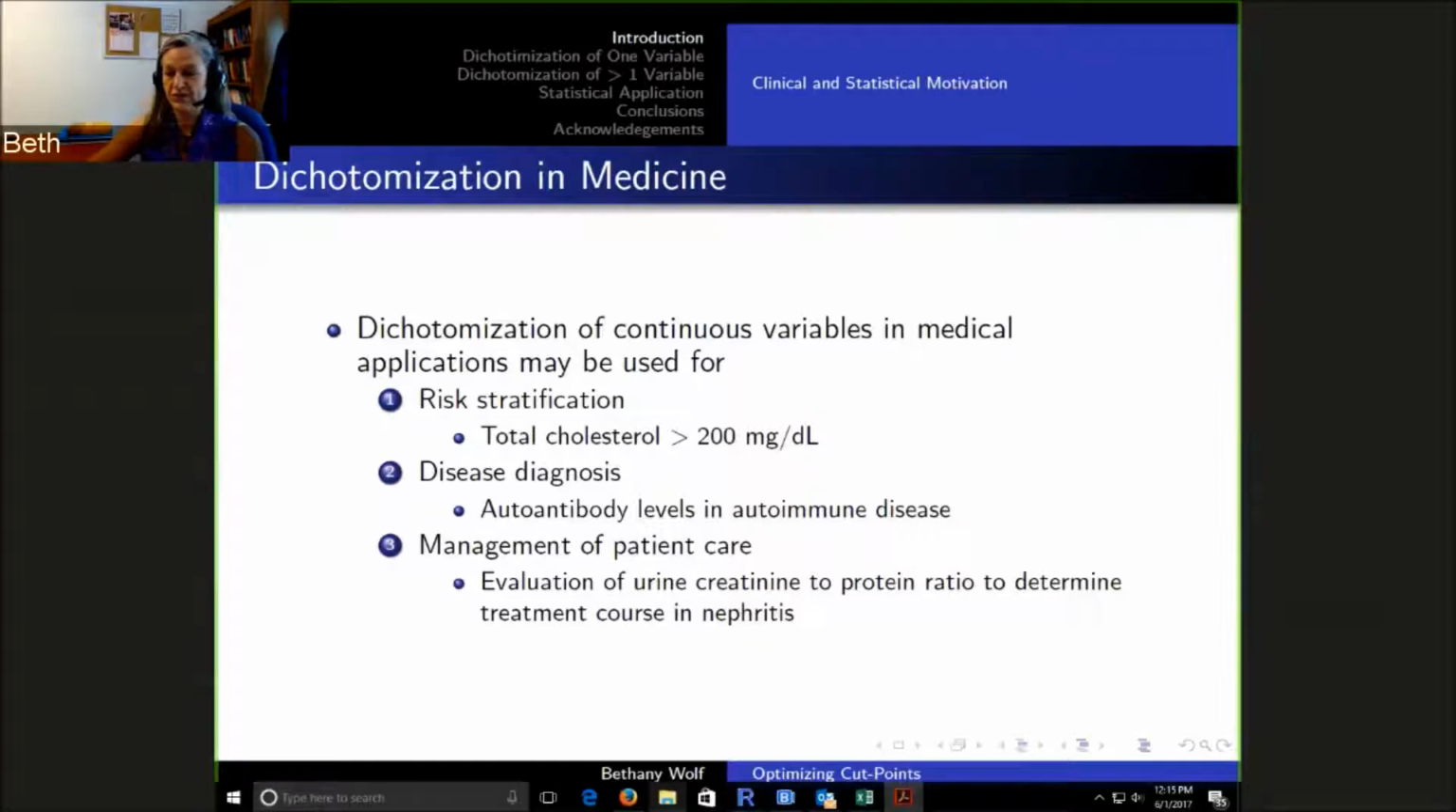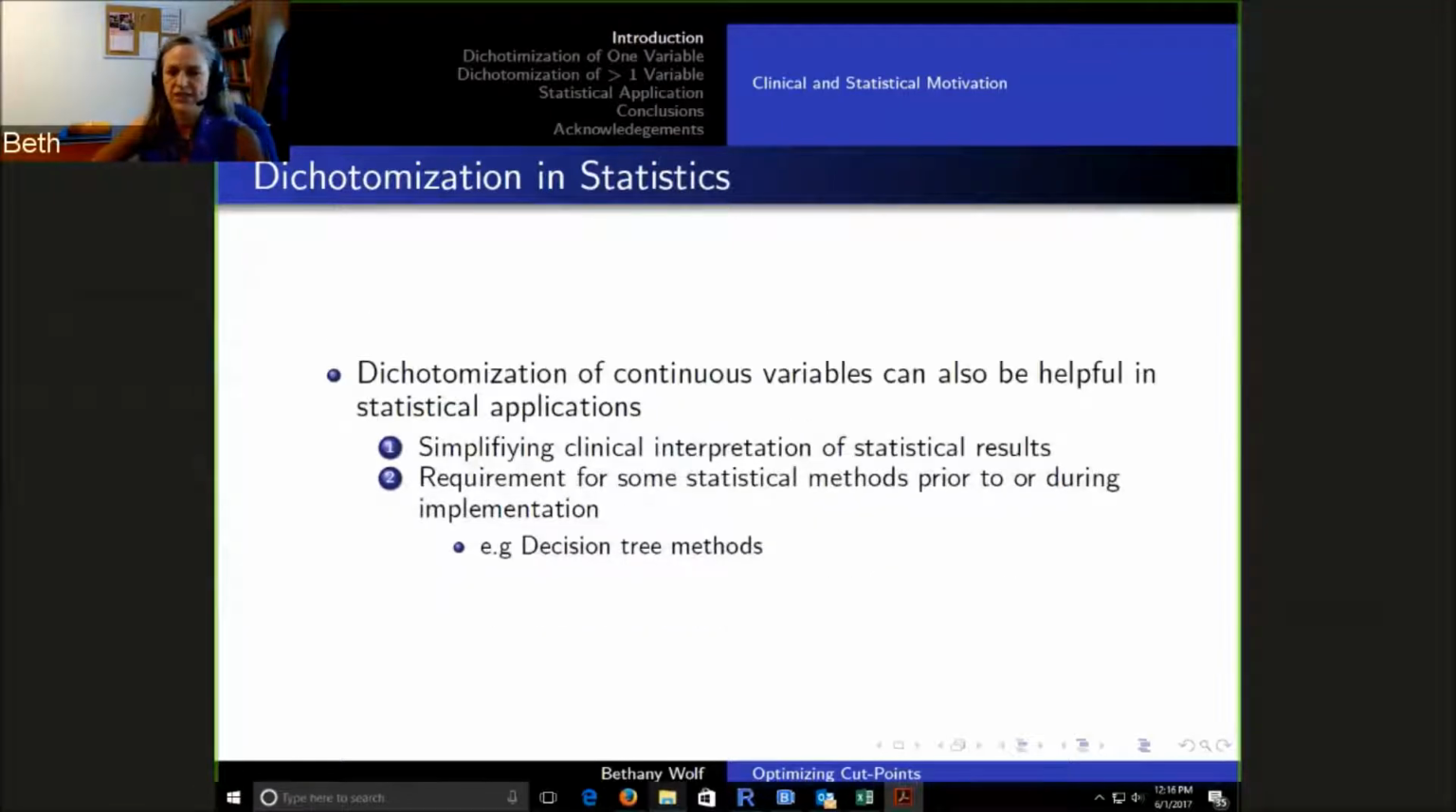Now, I will tell you from a statistical standpoint, statisticians tend to prefer not to make a cut point for a variable because we lose information that way, but that means that my job is to help you, if you need to make a cut point, try to find that best compromise that gives you the most information to most properly discriminate your disease outcome. So from a statistics standpoint, there are times when we do actually do this, and we say that it's a good thing. So again, if I'm talking about using it for clinical interpretation, it does simplify clinical interpretation.